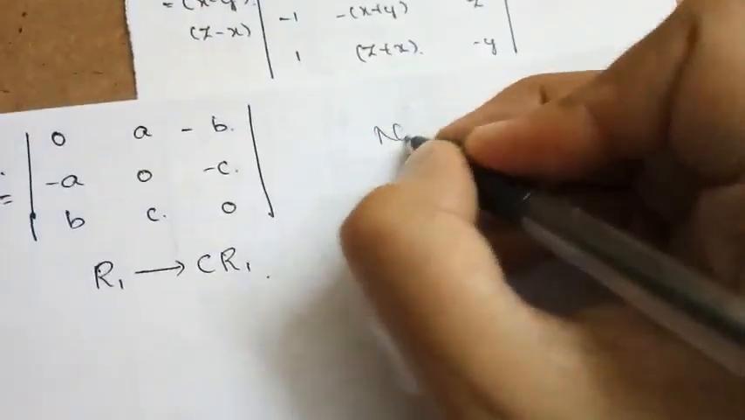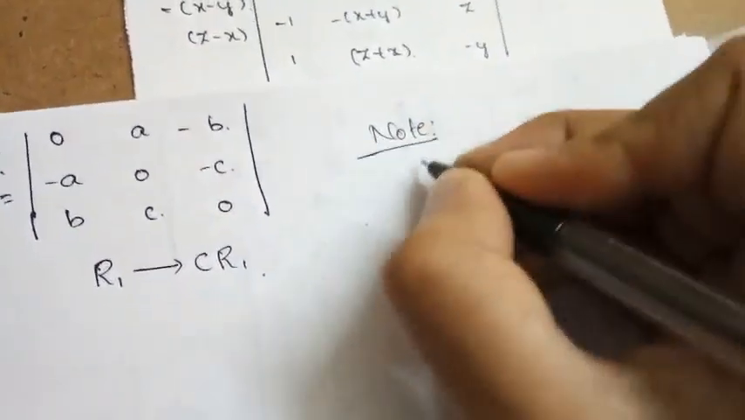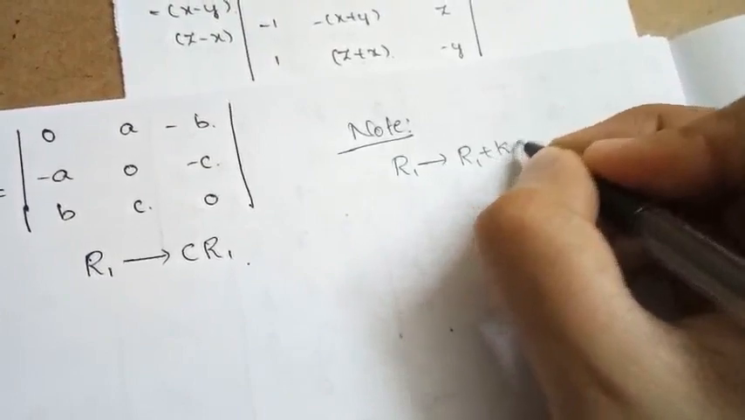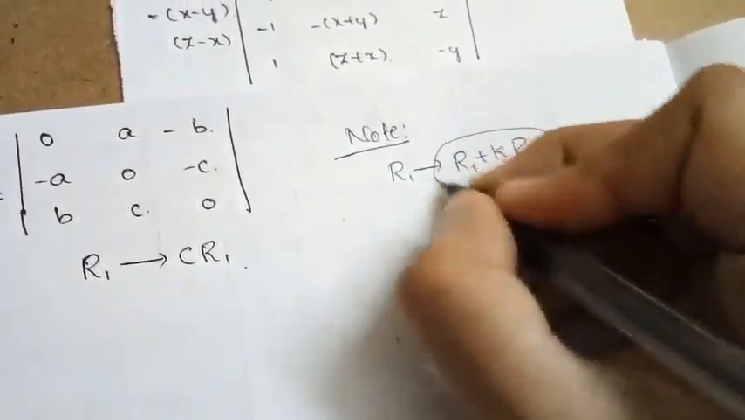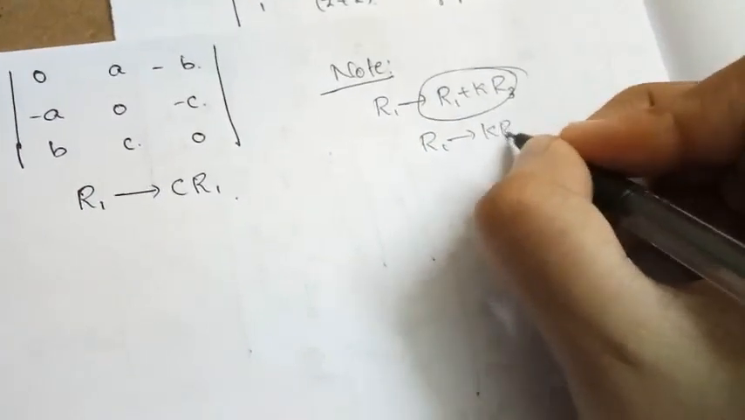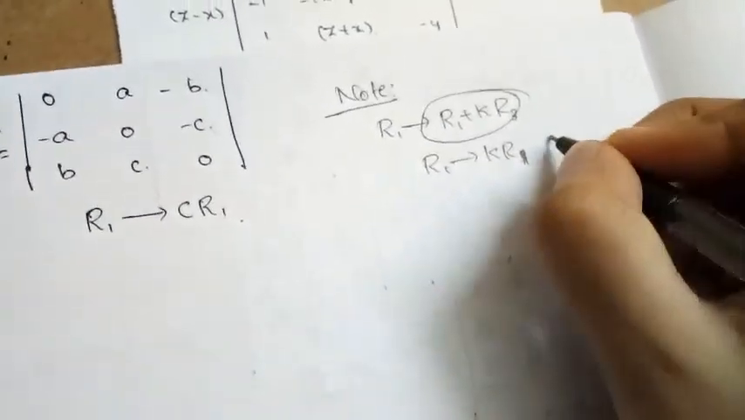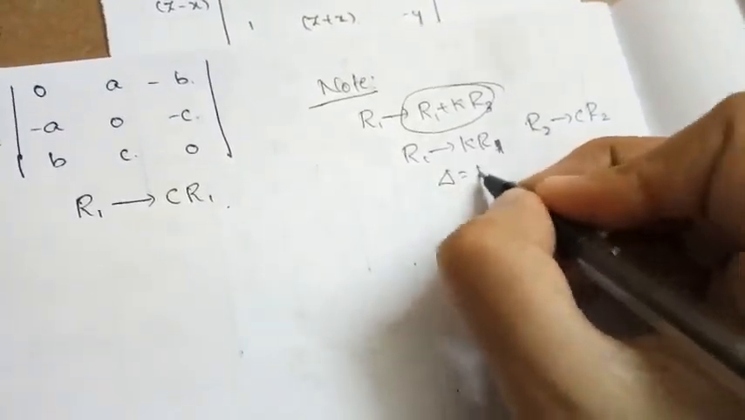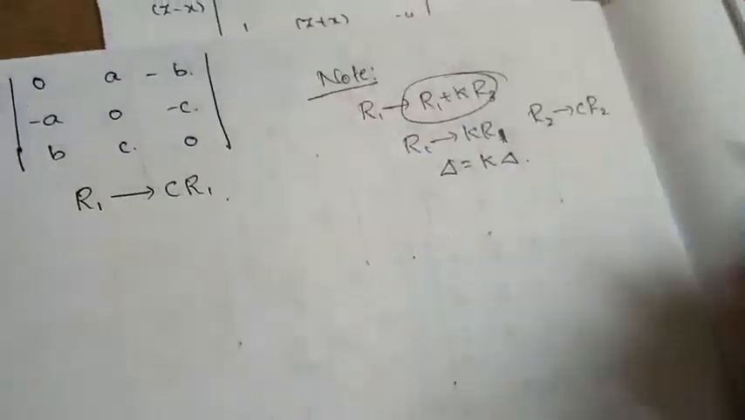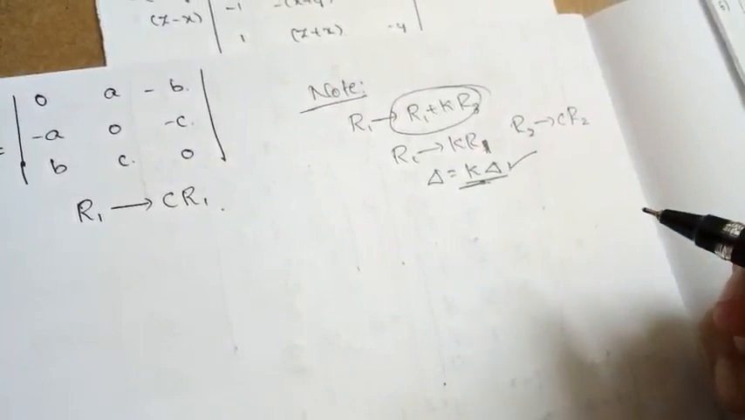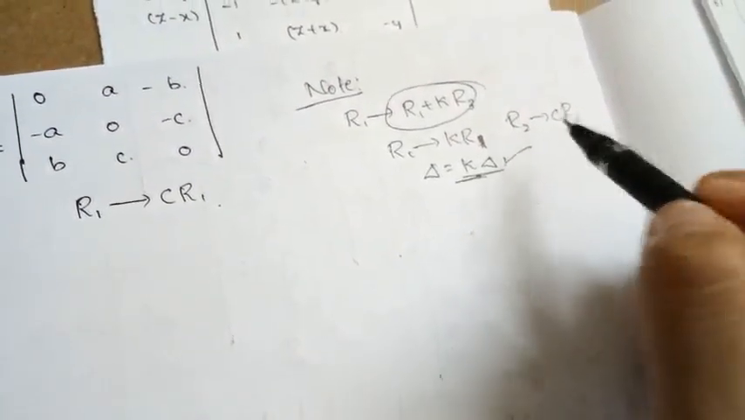I said in the beginning note itself, here we are using the row operation R1 implies R1 plus K times R3 or some other in this manner. Because if we use R1 implies K times R1, or R2 implies some C times R2, then the value of the determinant is also going to change by K times the determinant, which is nothing but our property 4, I think so.